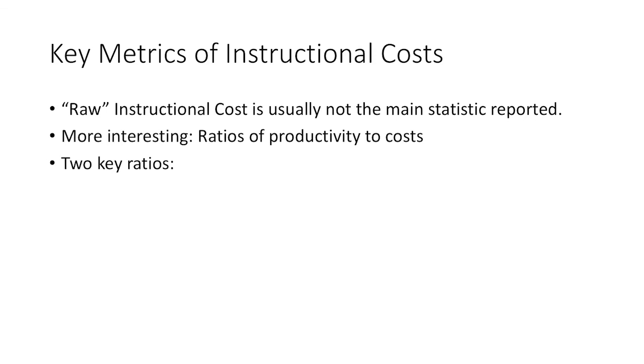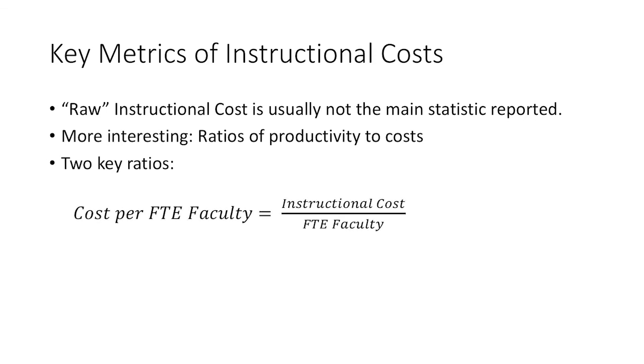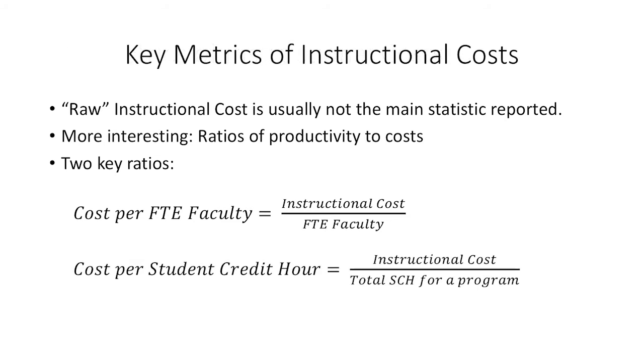And there are 2 key ratios that we can look at. The first is cost of instruction per full-time equivalent faculty member. And there we take instructional cost divided by FTE faculty. A second and more important ratio, however, is cost per student credit hour. So the cost of instruction per student credit hour. There you take the total instructional cost and you divide it by the total student credit hours sold for a program over a semester or a year or whatever your time unit is.